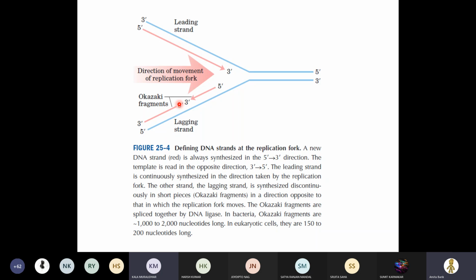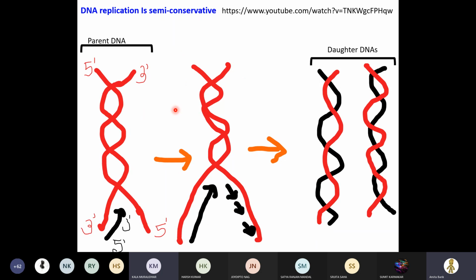ligase. So this one I had actually drawn beforehand for your reference. This is a parent DNA 5' to 3', and these 5' to 3' pieces are being formed, small, and then daughter DNAs. There is a very nice tutorial on DNA replication. The YouTube link I can share with you in MS Teams itself. You can just have a look into that. Very nicely explained.